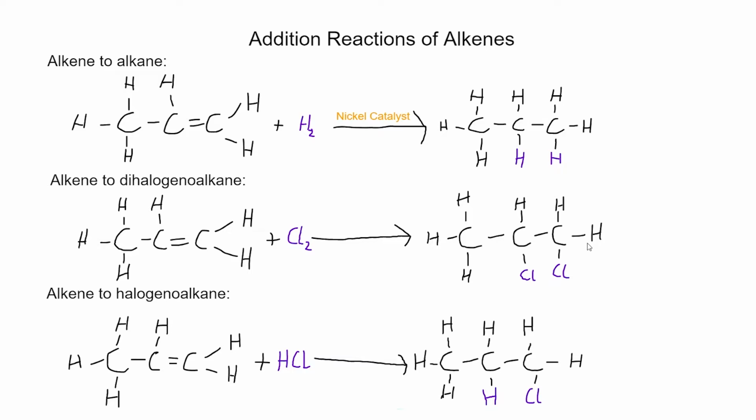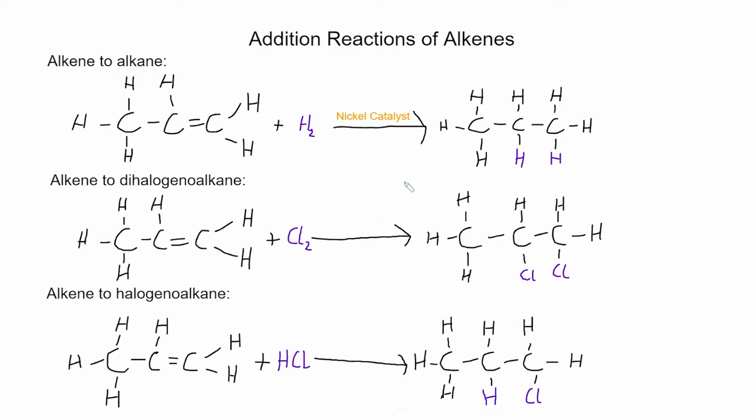As the product has two halogen atoms and no double bonds, we call it a dihalogenoalkane. For our third example, we can do exactly the same thing with a hydrogen halide to instead add just one halogen atom and one hydrogen atom. We call this product a halogenoalkane, and our next video will be all about them.